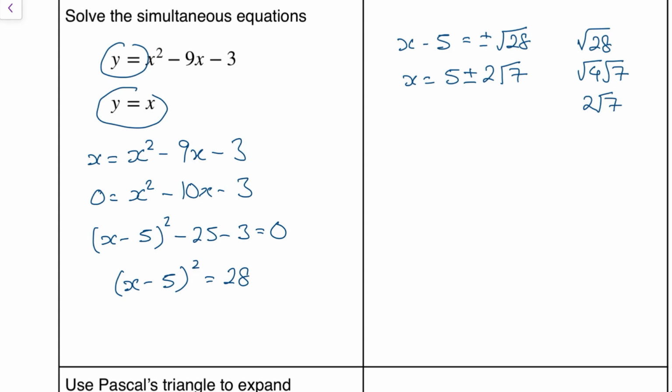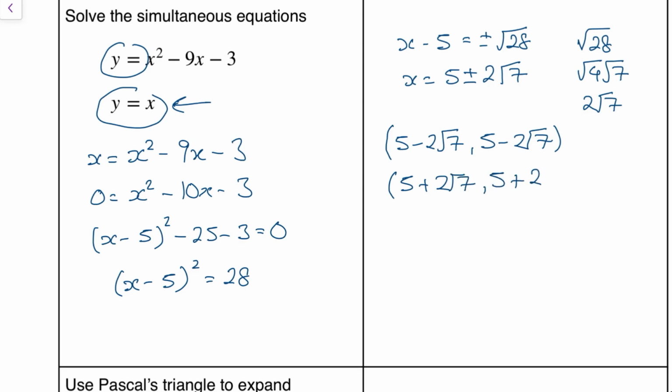Now, let's not lose track of what we're trying to do. So we're trying to solve the simultaneous equations. So whatever y is, x is equal to the same thing because of this here. So therefore, the coordinates that solve my function are going to be 5 minus 2 root 7, and the y value is the same, 5 minus 2 root 7, or 5 plus 2 root 7, and 5 plus 2 root 7.